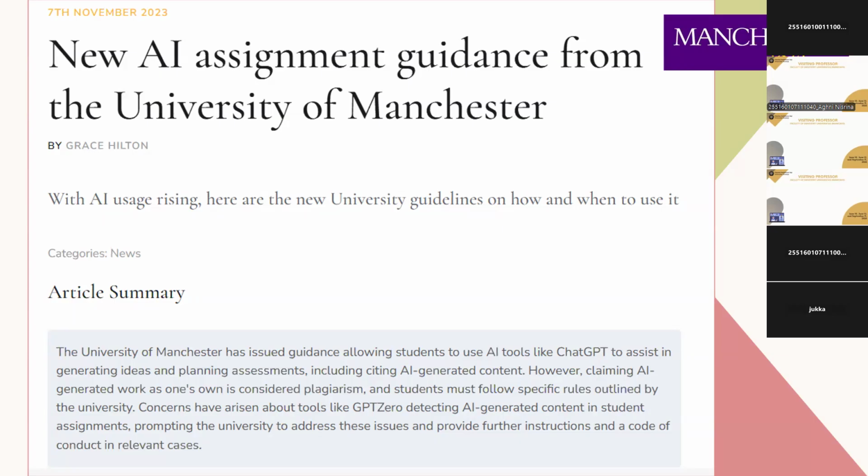It means a no. So at the University of Manchester, we have issued guidelines which allow students to use AI tools such as ChatGPT to assist in generating ideas and planning assessments, including citing AI-generated content. And when and if this is used, it must always be mentioned that AI was used. However, claiming AI-generated work as one's own is considered plagiarism, and students must follow specific rules outlined by the university.